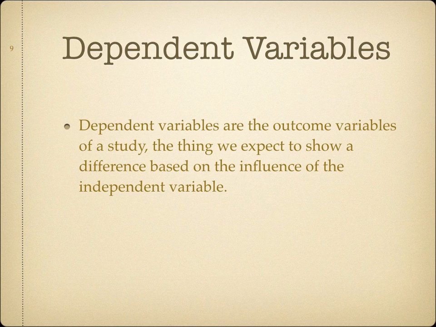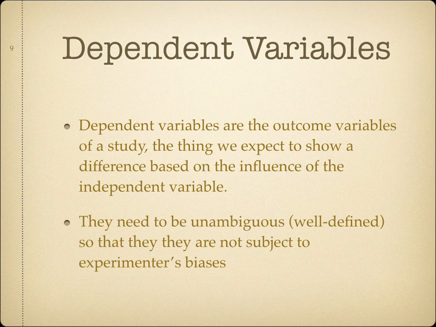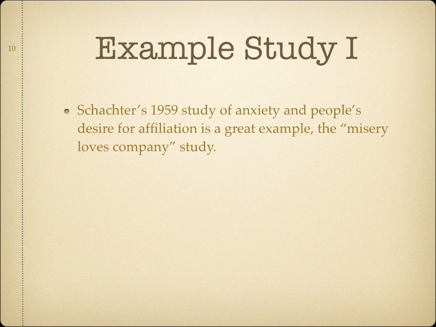The dependent variables are the outcome variables of the study. The thing we will see some change happen, some difference, is based upon the influence of the independent variable. They need to be unambiguous and well defined, so they're not subjected to experimenters' biases.